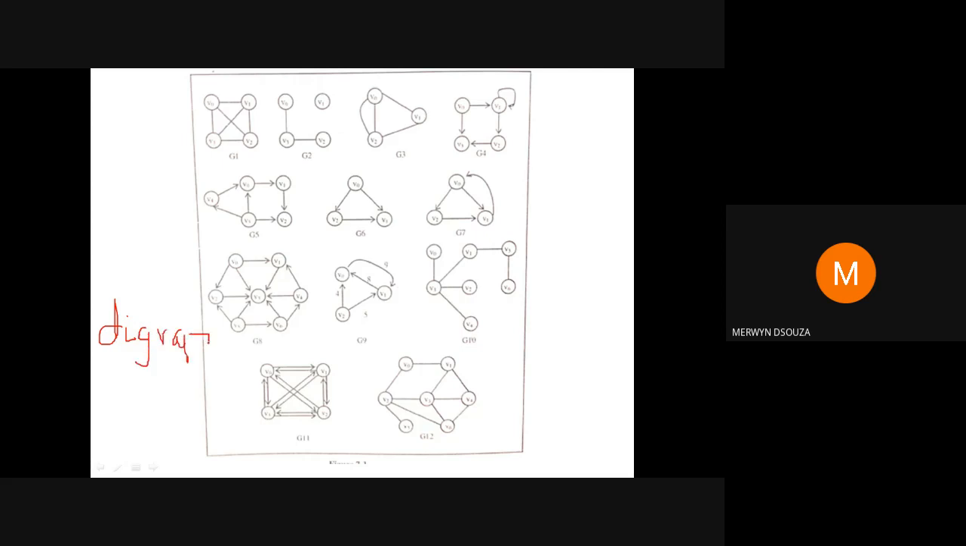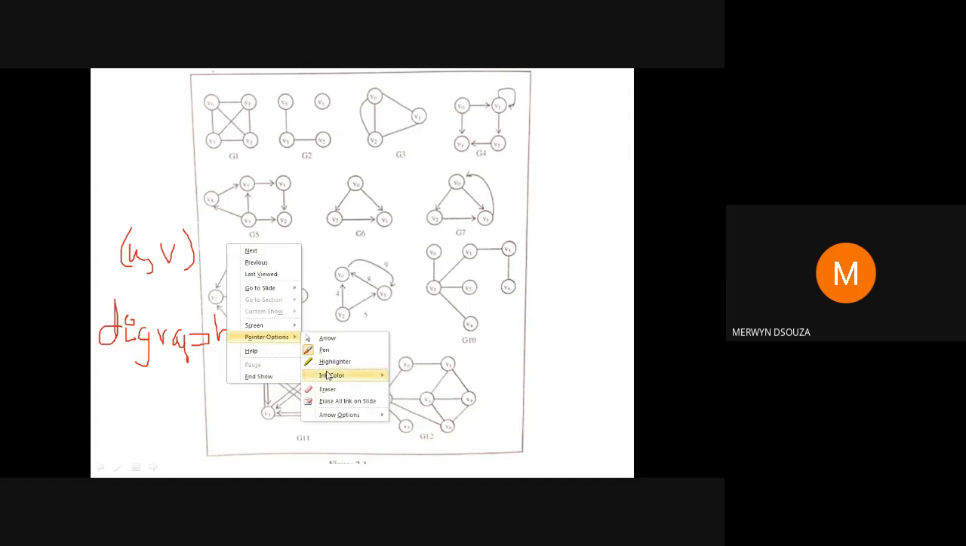D-I-G-R-A-P-H. So a directed graph is also known as a digraph. Please remember that. In a digraph, if (U, V) is an edge, then V is adjacent to U, but U is not adjacent to V. Why? Because there is no edge from V to U. Let's see what I mean by that.